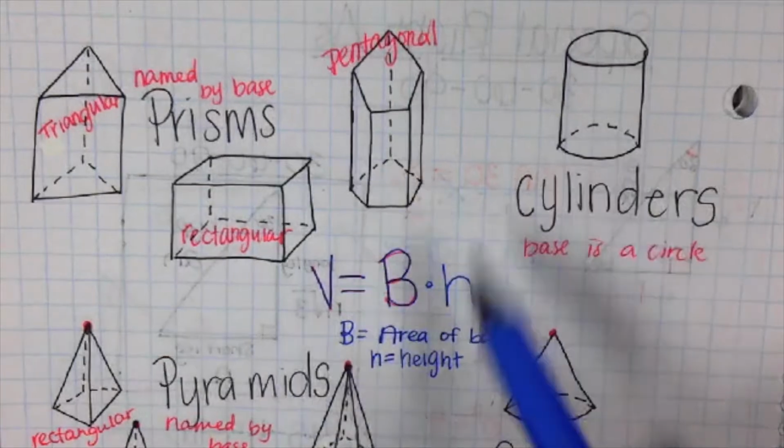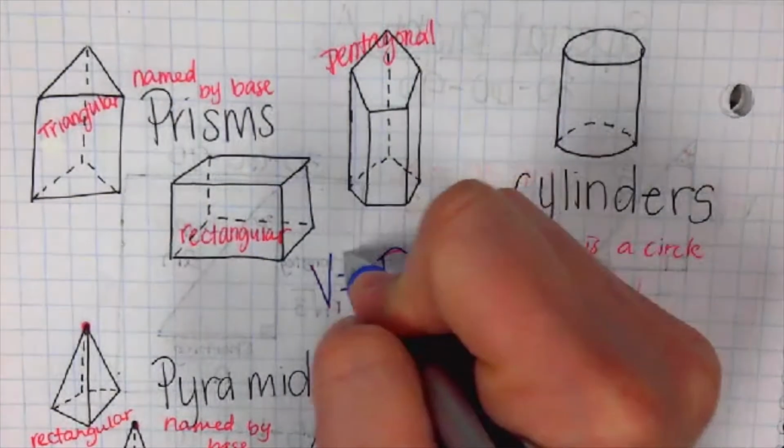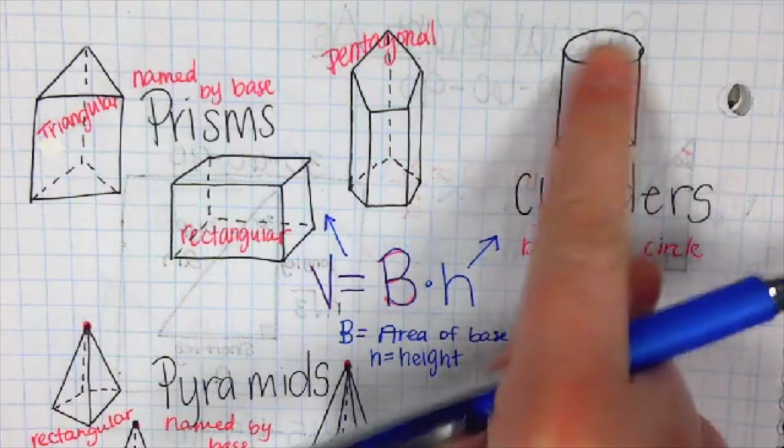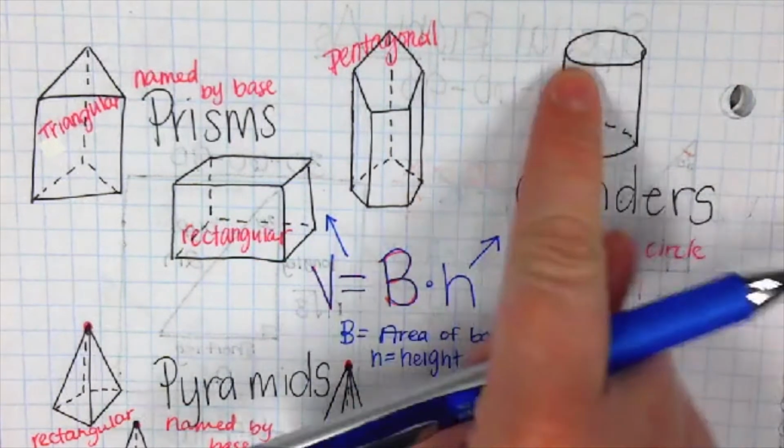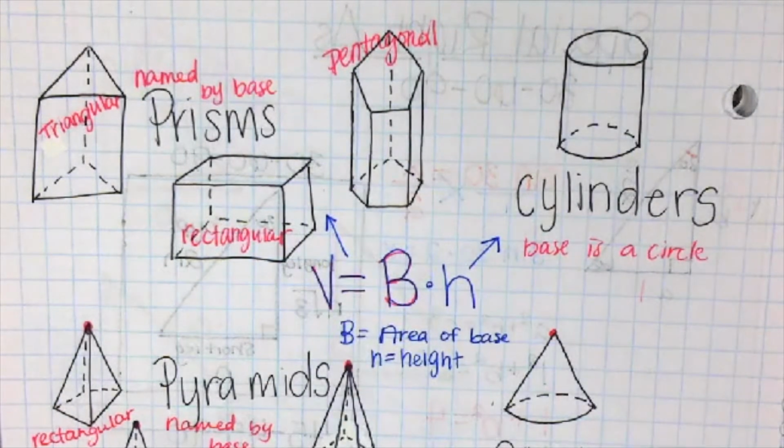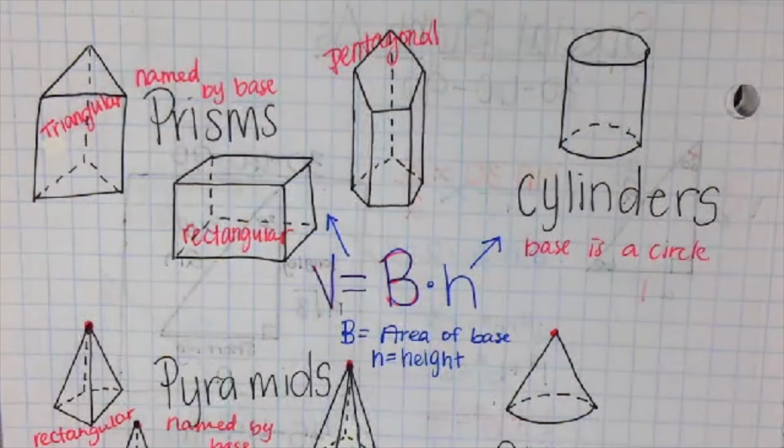And then a cylinder is the same thing. It's just that the shape of the base is a circle. So you would have to find the area of a circle, and then multiply by the height.